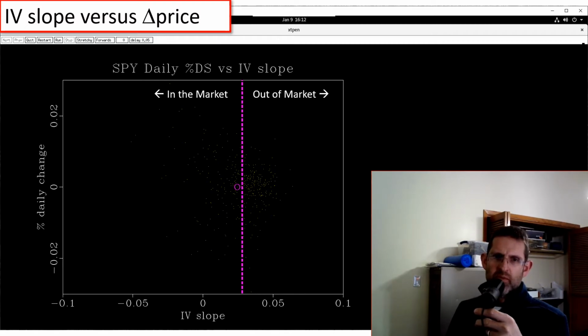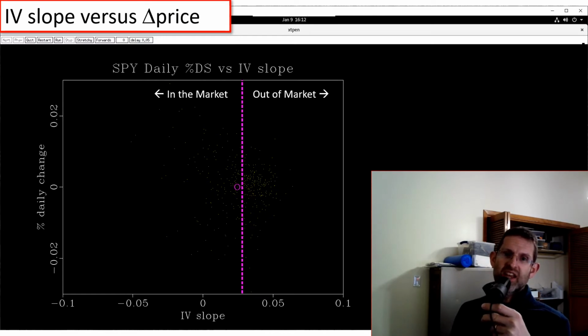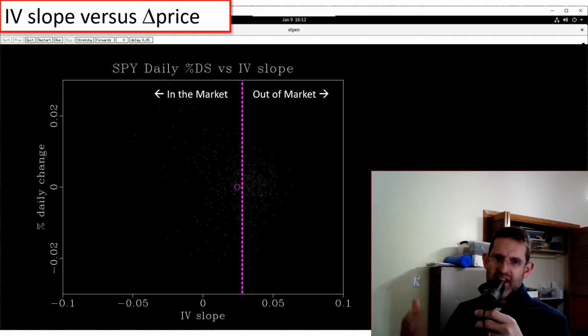If we recall from the previous video, we're going to use the IV slope measured today to predict the price move tomorrow. That was the mistake I was making before. I was using today's IV slope to predict what had already happened. So we're going to use today's IV slope to predict what's going to happen in the future.